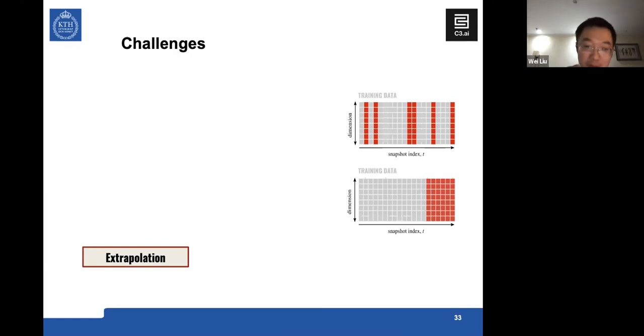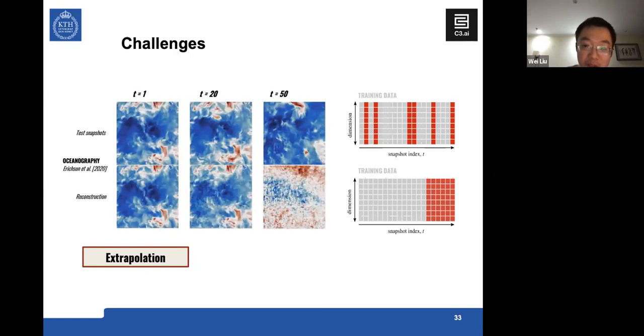For example, in this oceanography study, the predicted flow, so they're doing the extrapolation, the predicted flow at t equals 20, which means 20 snapshots, is still acceptable, but at 50 it differs a lot from the test one.